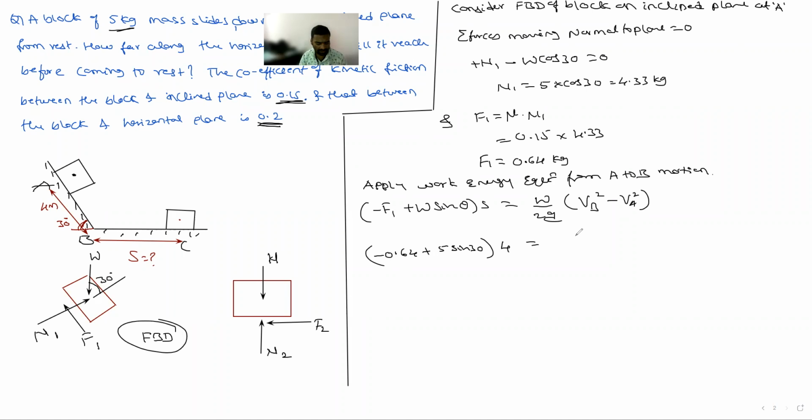See what is given? Mass is given. So I want W; how to convert W into mass times g? 5 is mass into 9.81, and 9.81 divided by 9.81 gets cancelled. So we could have directly written half mv square. These two get cancelled. I have to determine VB square minus VA square. VA square is 0. What is the value of VB?